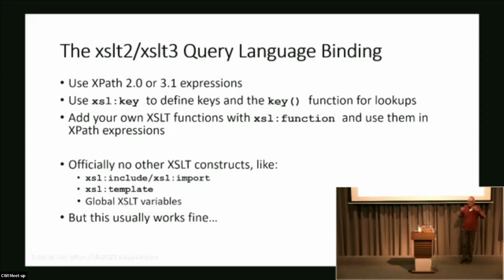Okay, so what does it mean? Let's have a look at the XSLT2, XSLT3 query language binding. You can use XPath 2 or XPath 3.1 expressions, and you can use the XSL key to define keys. I'll provide you with an example of what that means and what you can do with it later. More importantly, you can add your own XSLT functions. If you have something really complex to check, or you want to go into other documents, or you want to reuse code, that's the way to do it.